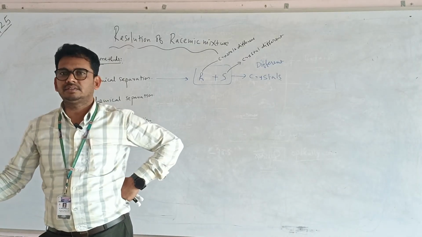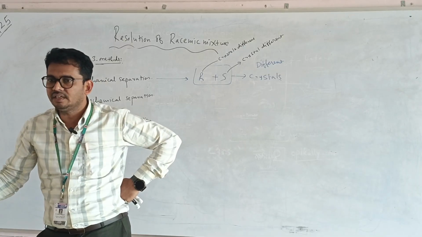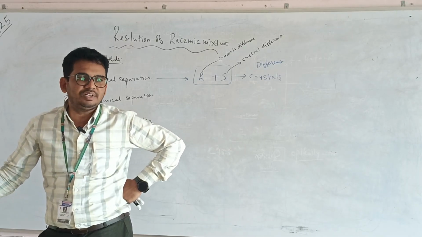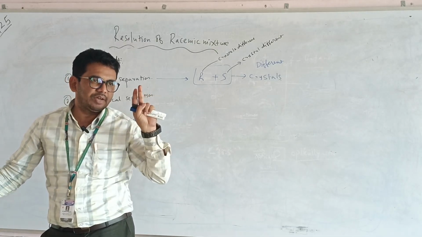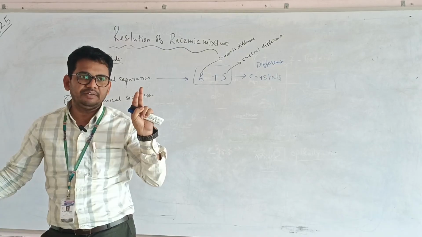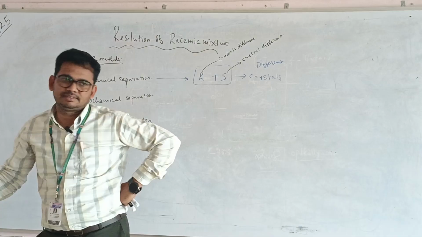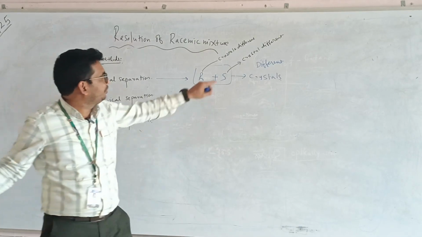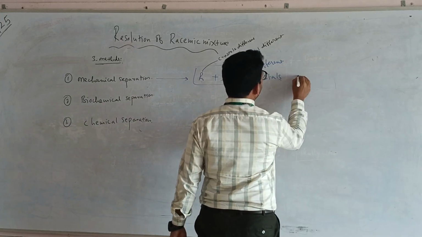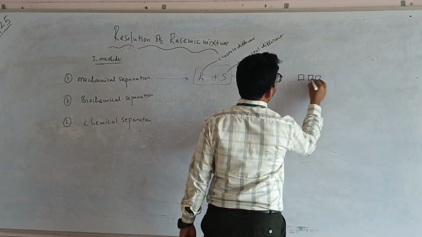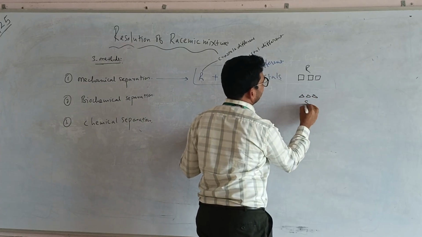When we use optically active solvents, there is a chance to produce two types of crystals. R will have different crystals, and S also has different crystals. For example, you might think R crystals are like this, and S crystals are like this.